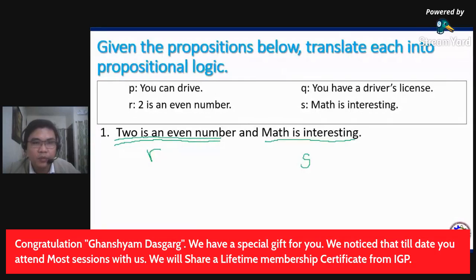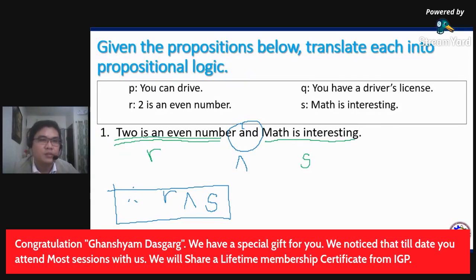And if you remember, the logical connector AND is denoted by the symbol like an inverted V. This one is represented by that symbol. And so to write this in propositional logic, we can write that as R and S. That is the answer for that one. So 2 is an even number and math is interesting, if we translate that into propositional logic, is written as R and S. I hope you got that one.